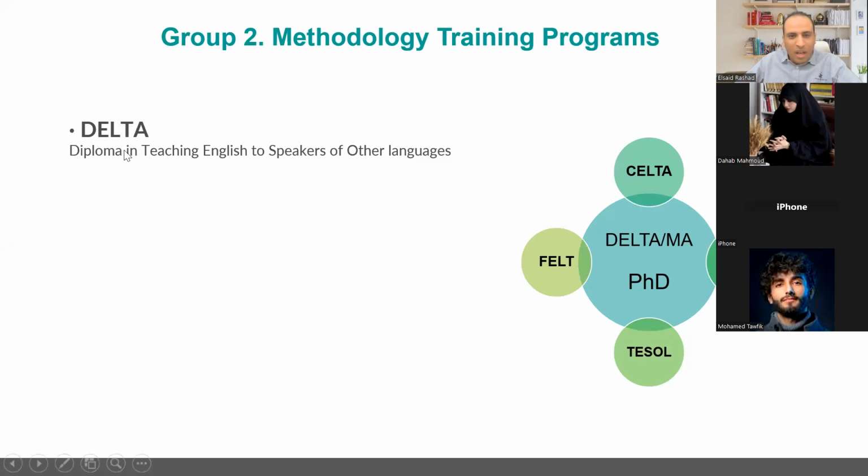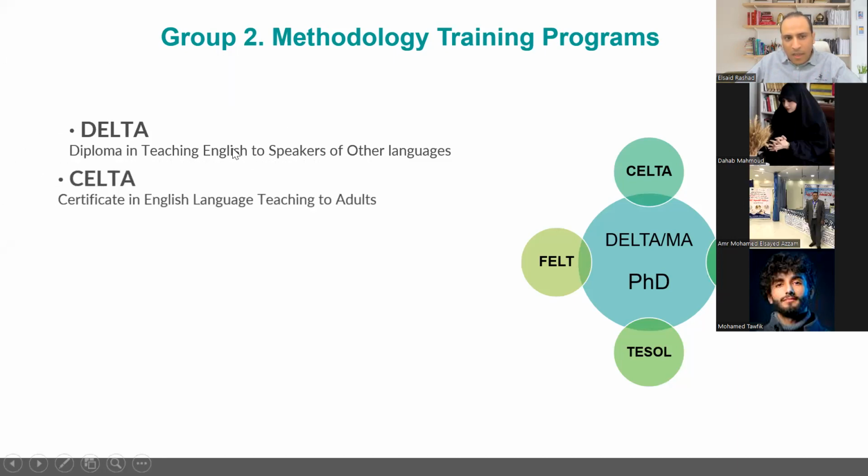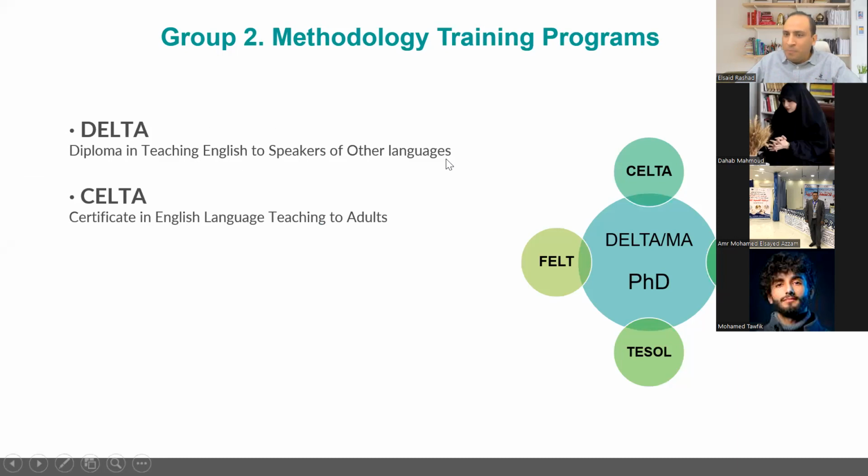Delta, of course, is the same as the CELTA, but it's a diploma in teaching English to speakers of other languages. Previously, it was called diploma in teaching English to adults. But they also added something about teaching young learners. So they changed the name, but they didn't change the acronym, as I told you, because it's a brand name. They cannot change it easily.